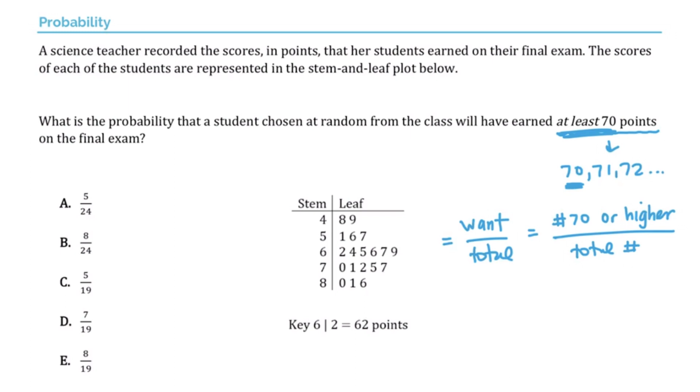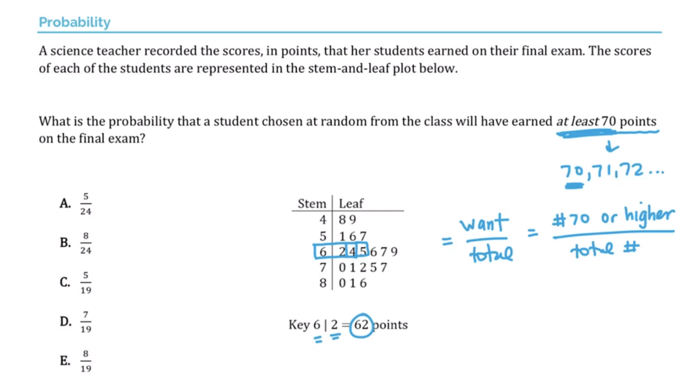And I want to make sure that you remember here that in this stem and leaf plot, basically what they're telling us is that a 6 on the left and a 2 on the right represent 62 points. So right here would basically be a score of 62. If we did the 6 and the 4, that would be a score of 64. The 6 and the 5 would be a score of 65, etc.